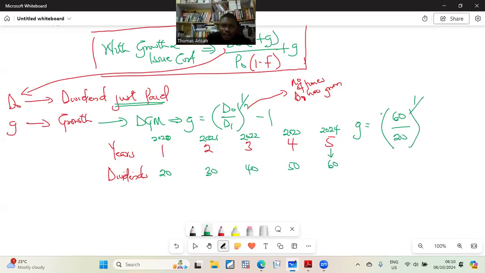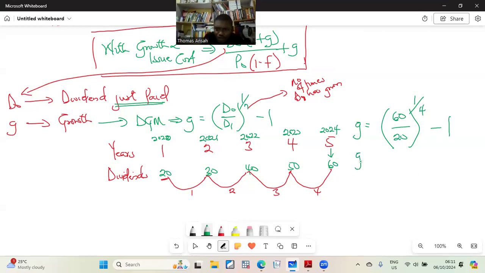Then 1 over n. n is the number of times the dividend has been growing. How many times has the dividend grown? You need to be careful, because the dividend grew from here to here the first time, from here to here the second time, from here to here the third time, and from here to here the fourth time. You can't say 5, because at the first year you don't see growth. It was growing year on year, and the count is 4. So it will be 1 over 4, minus 1. And that is how we find our dividend growth.